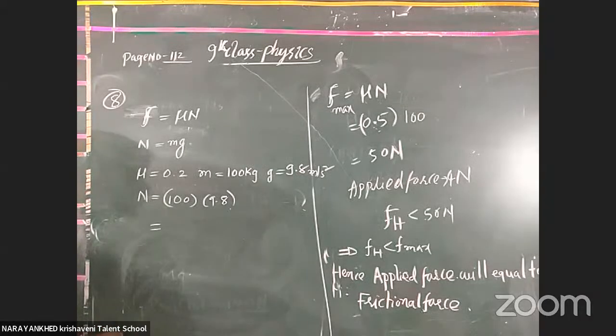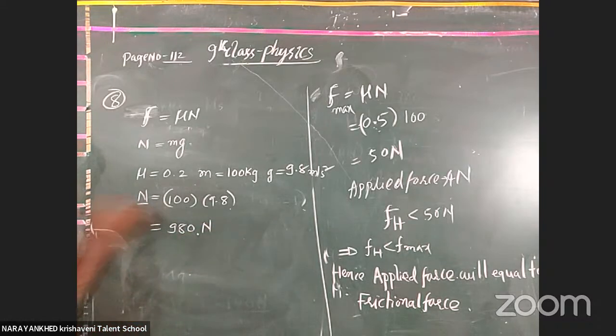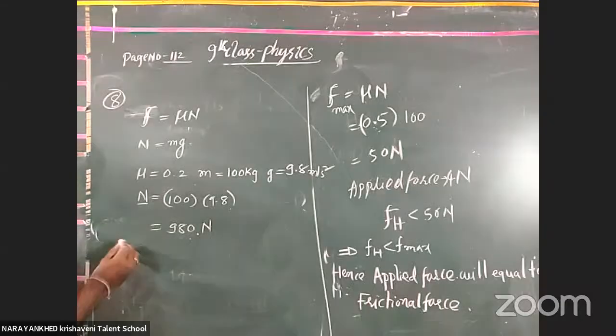Now how much is it? 100 into 9.8. Yes, it will become 980. Got it or not? 980 newtons. Yes, N is equal to 980 newtons. Now this value, substitute here.